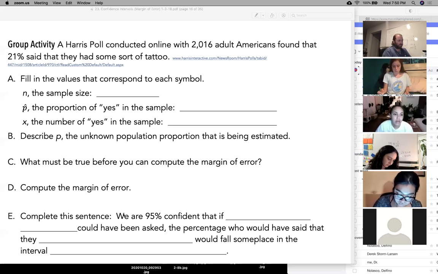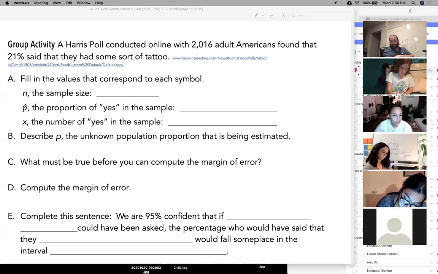What is P? The unknown population proportion. Of what? Let's be specific. What exactly is it that we are measuring here? How many of all American adults have some sort of tattoo? That's right. The true proportion of adult Americans that have some sort of tattoo. It is a conceptual answer, not a mathematical answer, because we have no idea what it is.